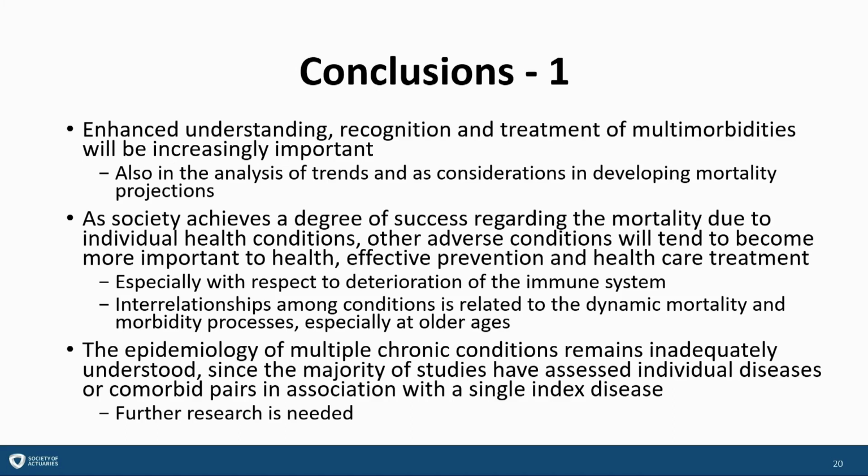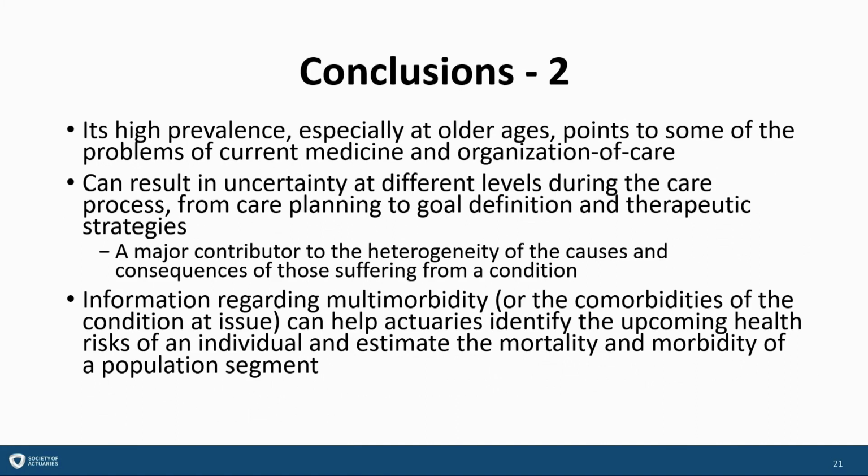The epidemiology of multiple chronic conditions, whether or not they're in the same trajectory or independent, I think remains inadequately understood. I think there's improvements, and there will continue to be improvements. But I think that this is an area where further research is needed. Because of its high prevalence, especially as you saw early on in the presentation for ages over 75, it points to the problems of current medicine and the organization of delivery of healthcare services.